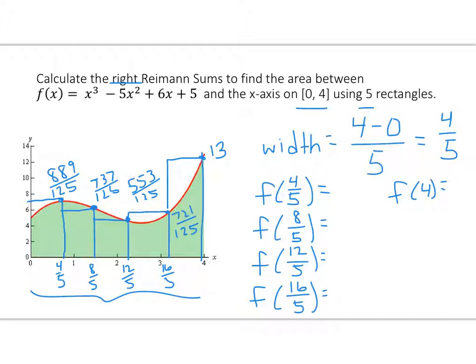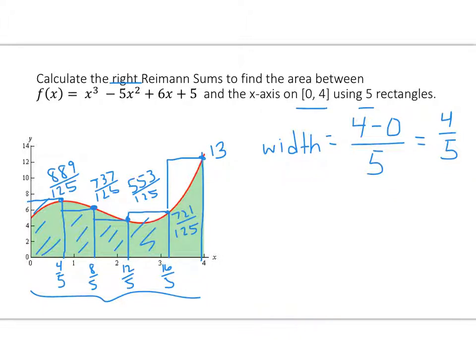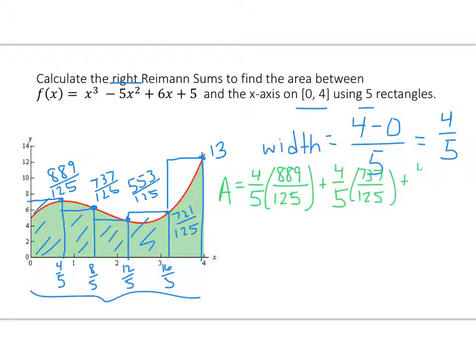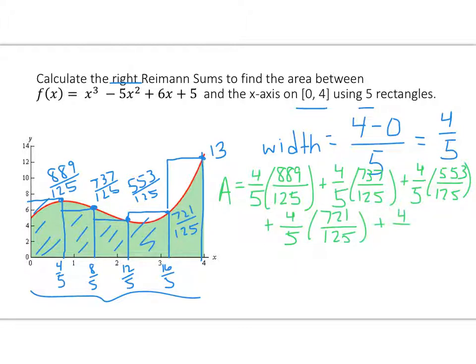So now I can find the area of each of these different rectangles. So to get my total area for each rectangle, I have to do 4/5 times its height. So the first one is 889 over 125. And then I'm adding 4/5 times the next height, 737 over 125. Plus 4/5 times 553 over 125. Plus 4/5 times 721 over 125. And plus 4/5 times 13.